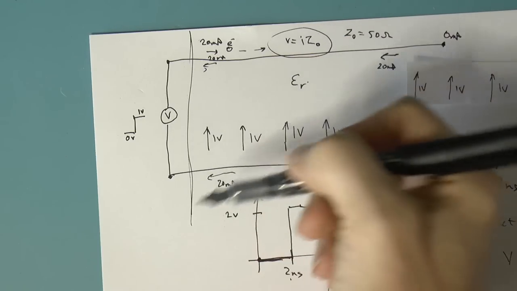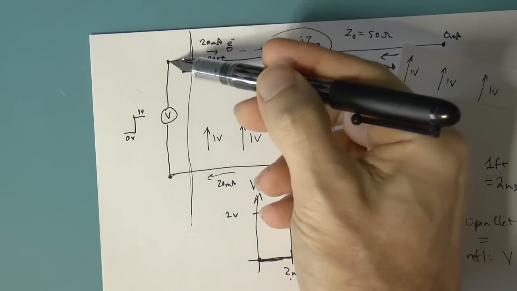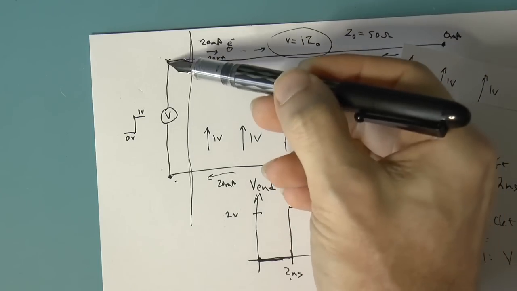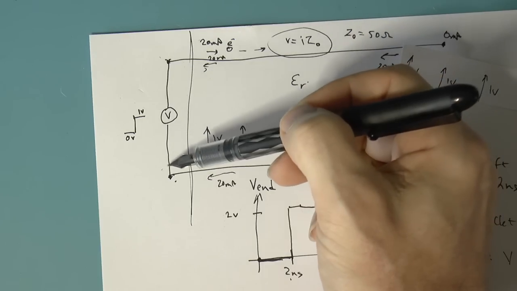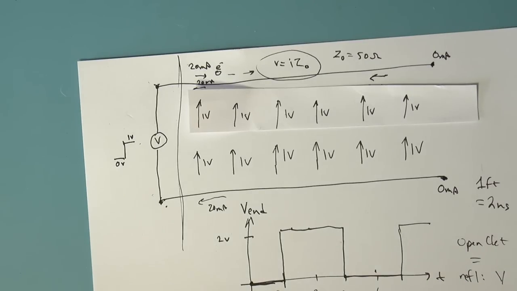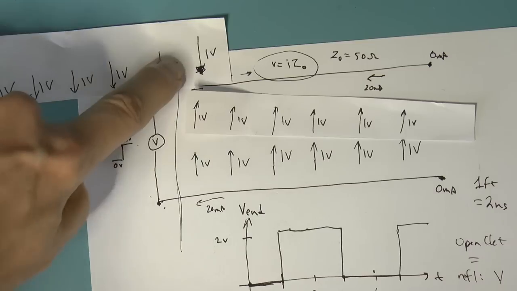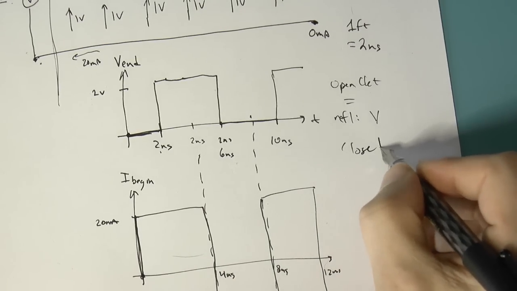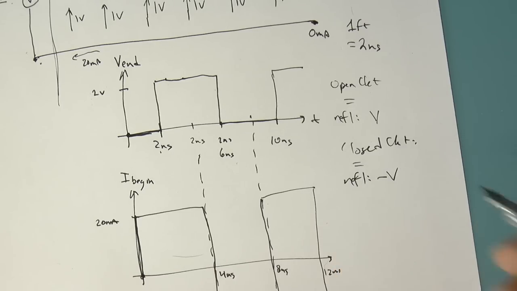Now, this is basically a short circuit. The reason that it's a short circuit is that we require the voltage to be something. If this were just a wire, we would require the voltage to be zero. In this case, we require the voltage to be 1 volt. So when the wave hits that, we get a reflection that's equal but opposite. So closed circuit equals the reflection would be negative.